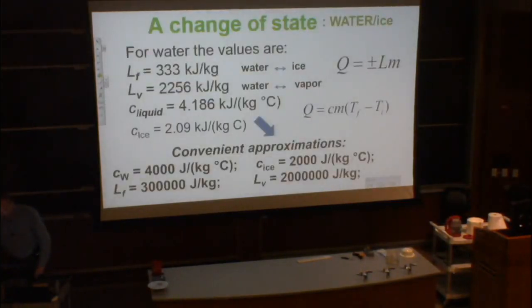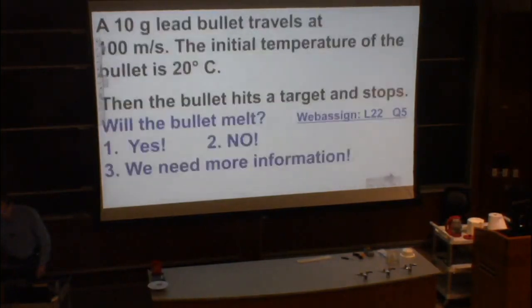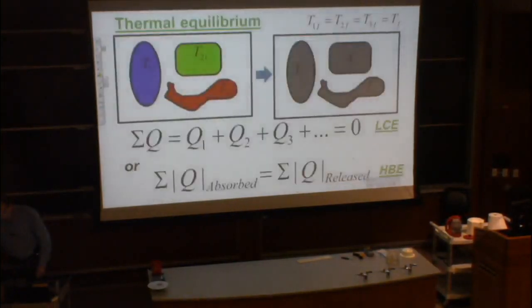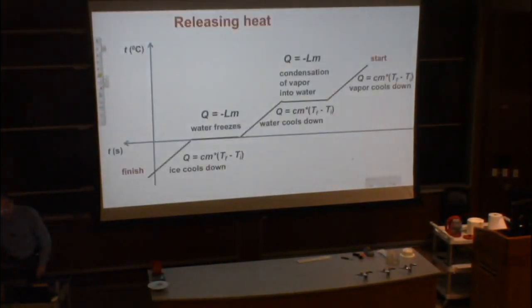All right, yes? How do we decide which equation for Q to use again? It depends on the process. This is what we should keep in mind. This is only what can happen: warming up or cooling down. That's what we call temperature change. And for that we use Q equals Cm delta T.